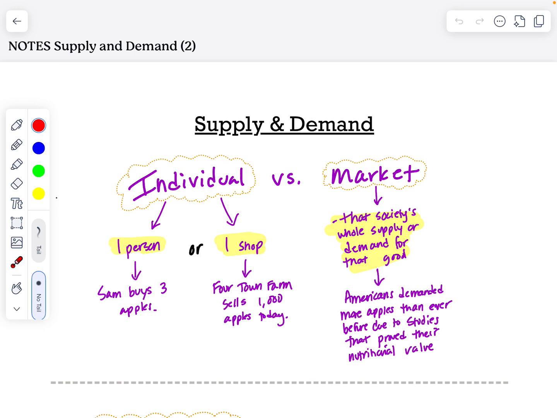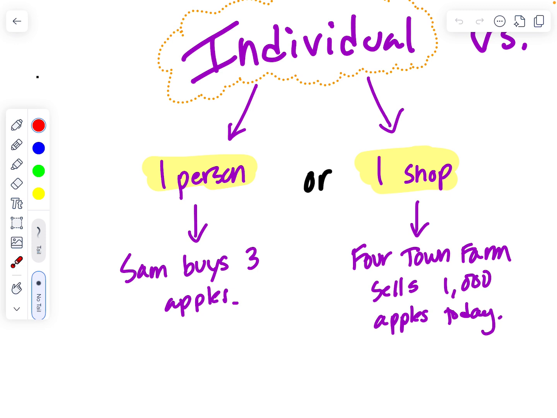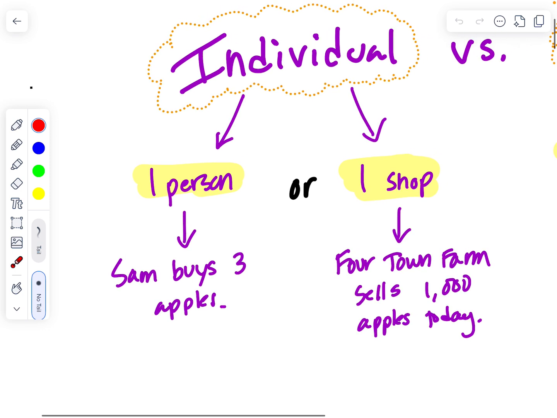Individual supply or demand have to do with one person or one shop's ability to supply goods. So, for example, if I was to think about one person, Sam buys 3 apples, right? So that's Sam's demand for apples. The other thing that we could look at is Four Town Farm as a local business. How many apples do they sell in a day? So when we're talking about individual demand or individual supply, we're talking about one person or one shop.